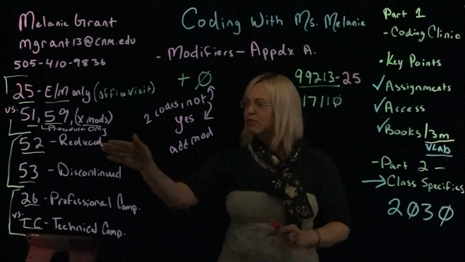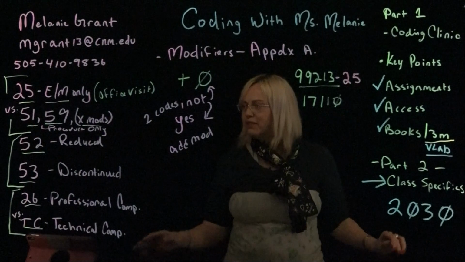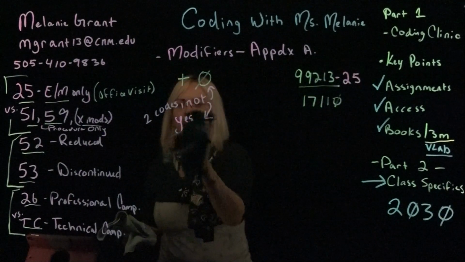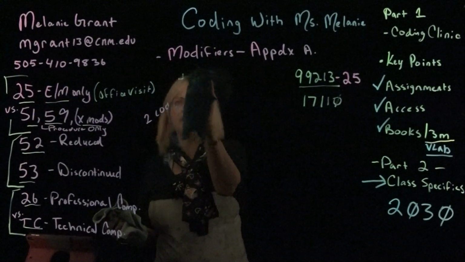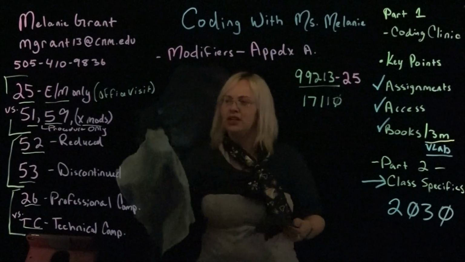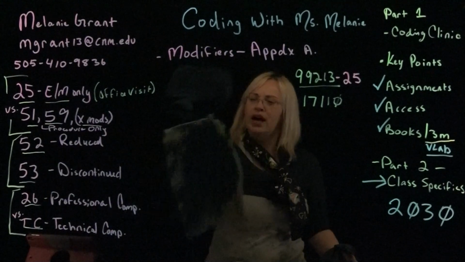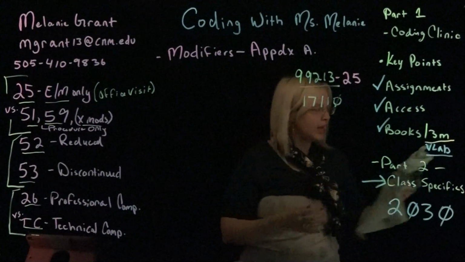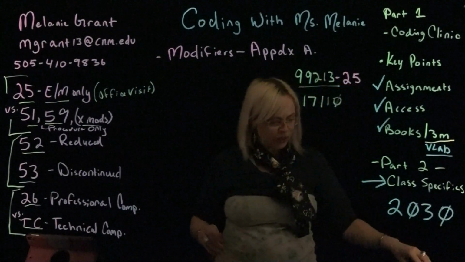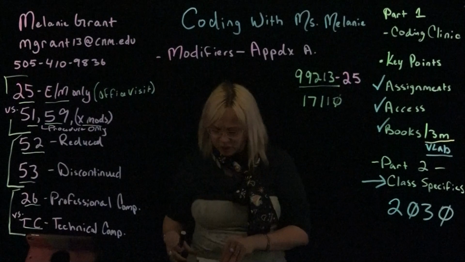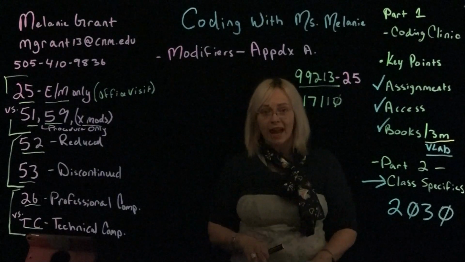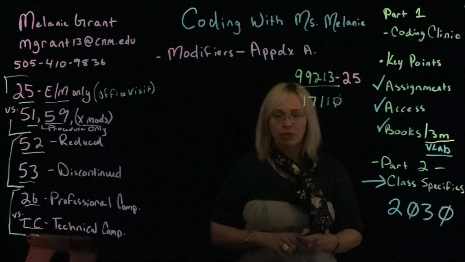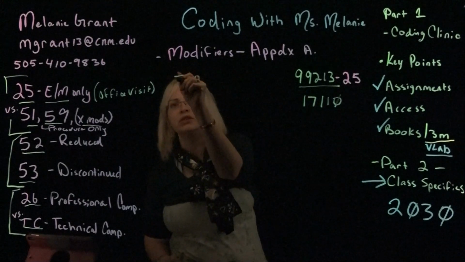Okay, so for our second modifier that we're looking at, the difference between 52 and 53, reduced and discontinued services. These are two completely separate descriptions here, and what you want to do is read through that and see what we are talking about when we say reduced and what we are talking about when we say discontinued. There's a couple of guidelines and you can read the full description in your Appendix A for reduced and discontinued services. For now, let's look at reduced services for modifier 52.